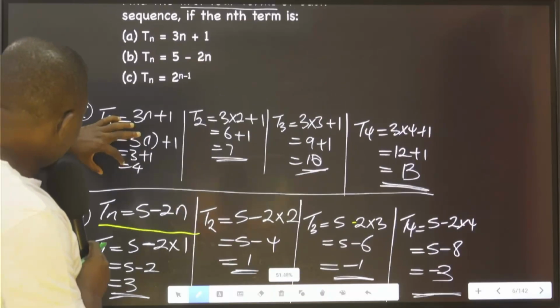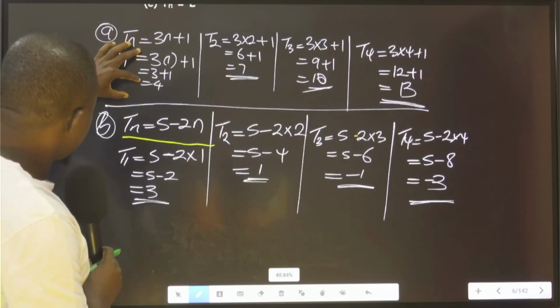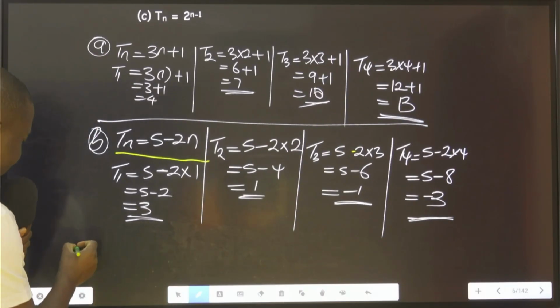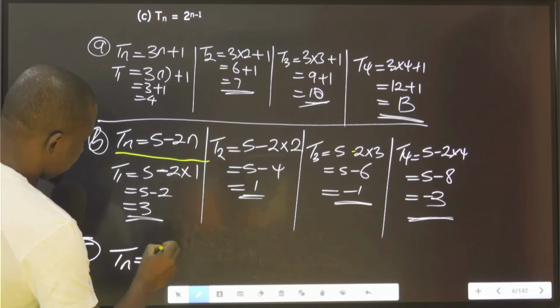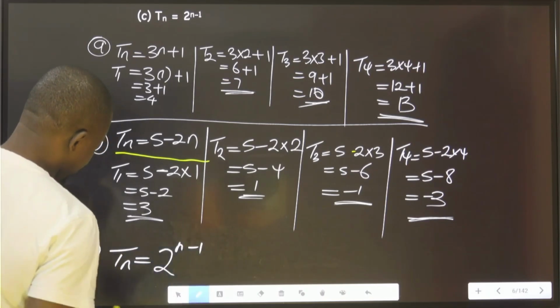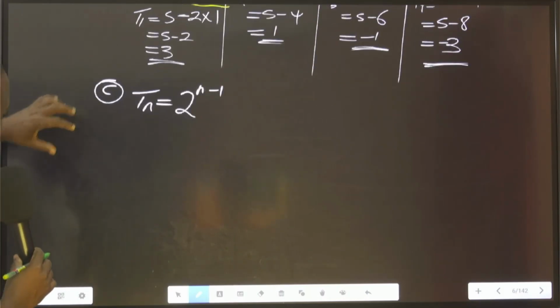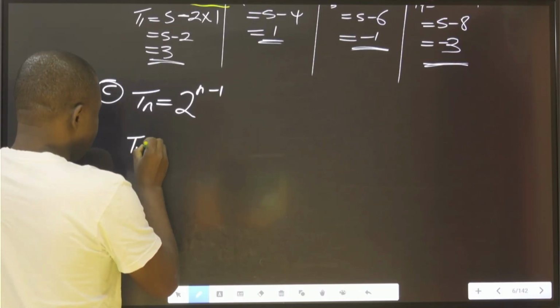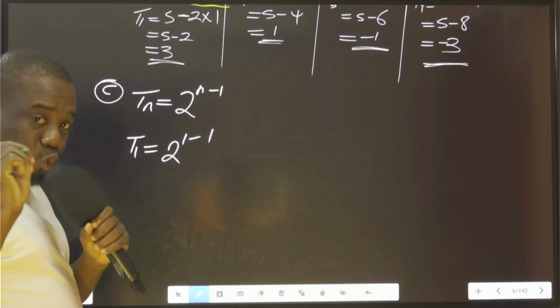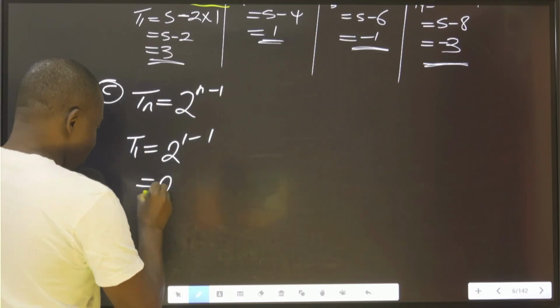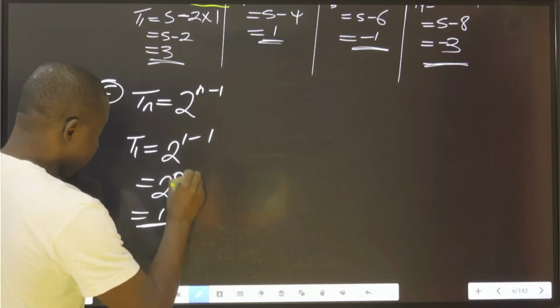Now let's go for the last one, which is C. C says we have Tn as equal to 2 raised to the power n minus 1. Okay? So for the T1, that is 2 raised to the power 1 minus 1. In place of n, we put 1. That is to say 2 raised to the power 0, which is equals to 1.